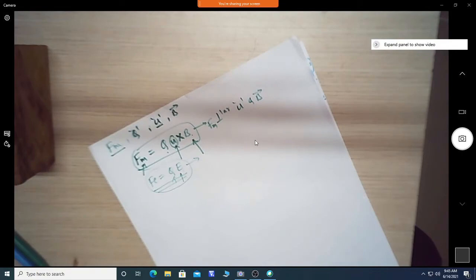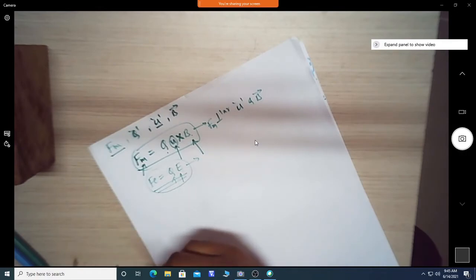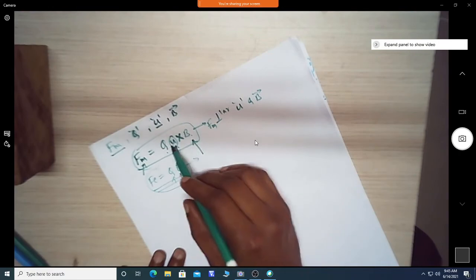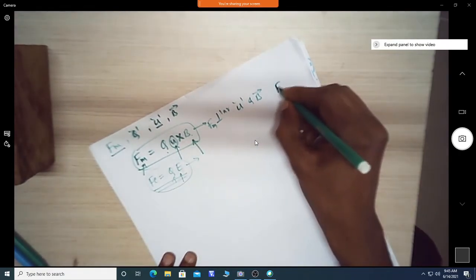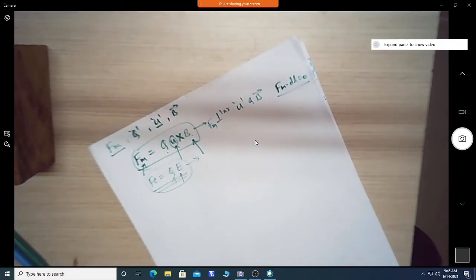It cannot perform any work, but there is a change in the kinetic energy. It cannot perform any work because the force is perpendicular to both the magnetic field and the moving direction. That is nothing but Fm dot dl, which is equal to 0. But in the electric case, the force due to the electric charge will perform some work.